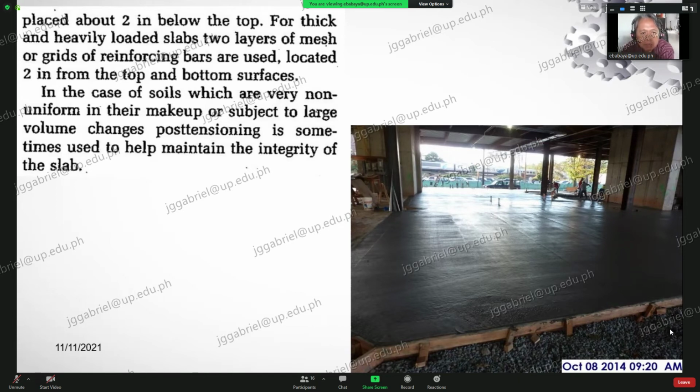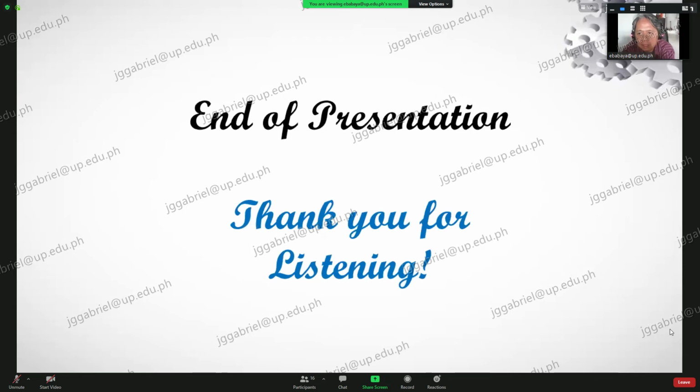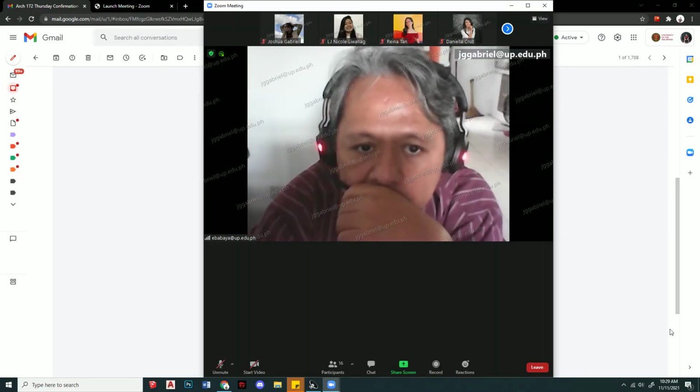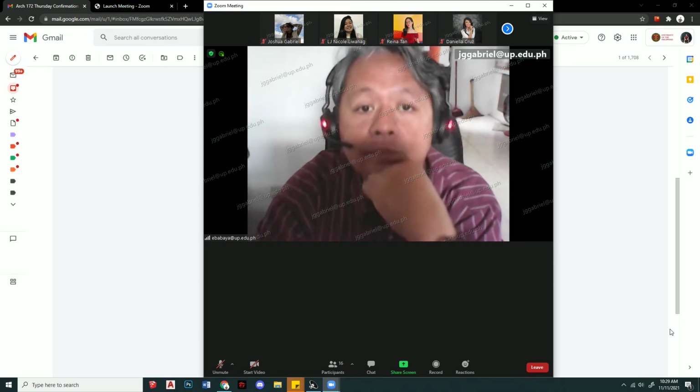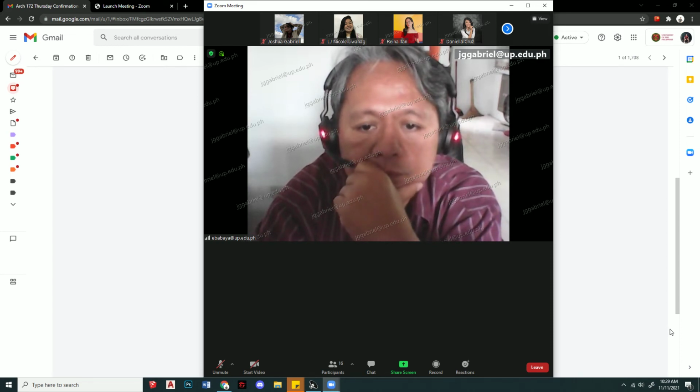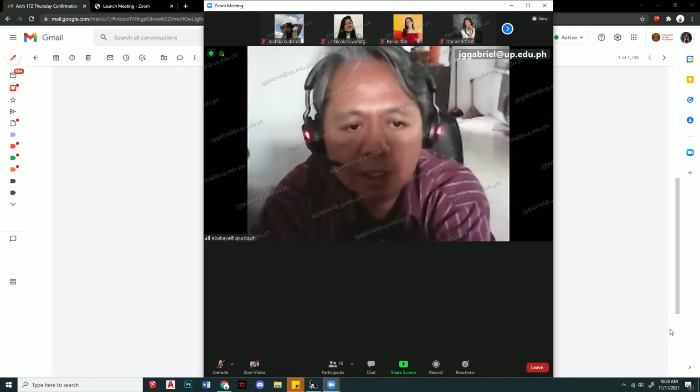In the case of soils which are very non-uniform in their makeup or subject to large volume changes, post-tensioning is sometimes used to help maintain the integrity of the slab. Yep, that's it. Any question? Any question, class? Question? Are you still awake?